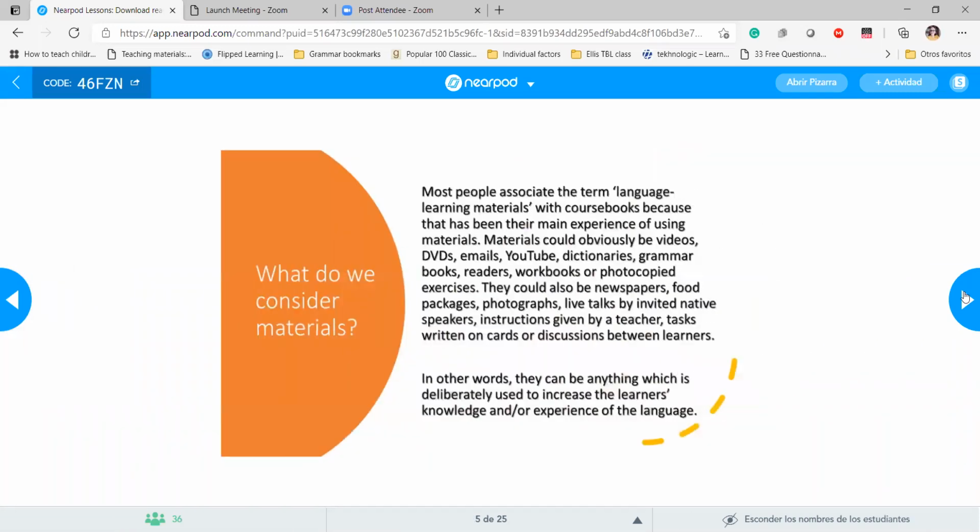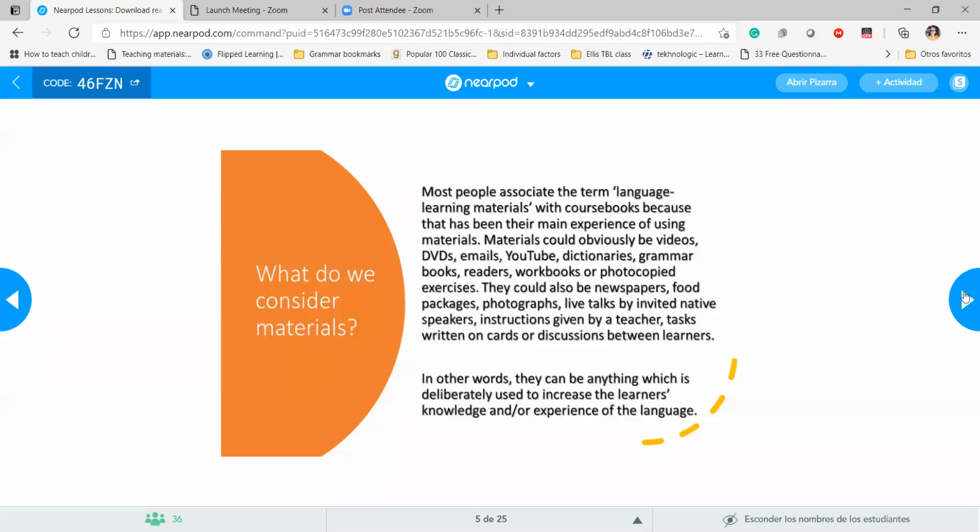So it says that most people associate the term language learning materials with course books, because that has been their main experience of using materials. So a lot of people panic, like I said, when they're told there's no course book. Oh my goodness, what am I going to do? How am I going to teach this class? But no, materials go beyond that.